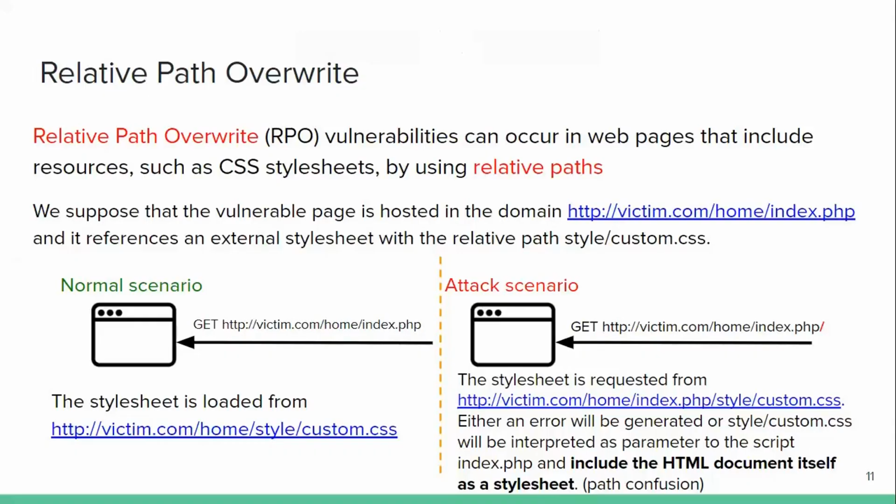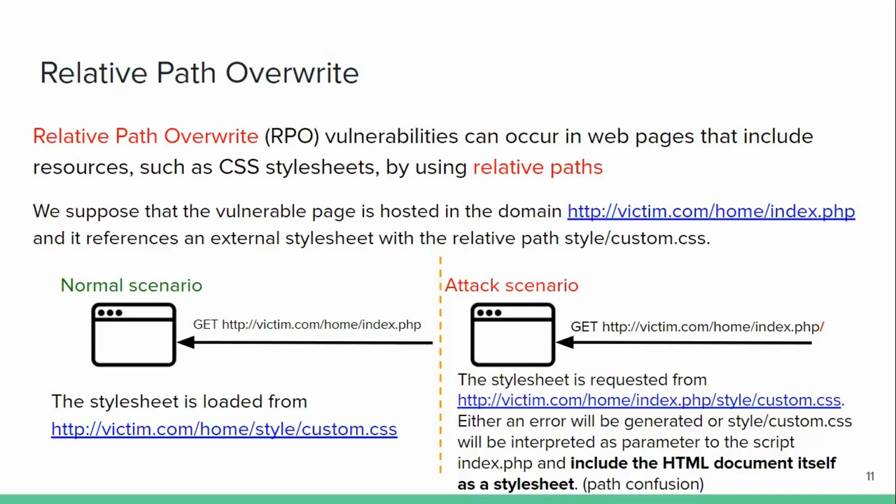Now we will look at a different class of attacks called relative path override, which arises from the different interpretation of URLs between web servers and browsers. RPO vulnerabilities can occur in web pages that reference resources such as style sheets using relative URLs. The browser needs to expand those relative paths to absolute URLs in order to request the relevant resources, something that can lead to an issue often referred to as path confusion.